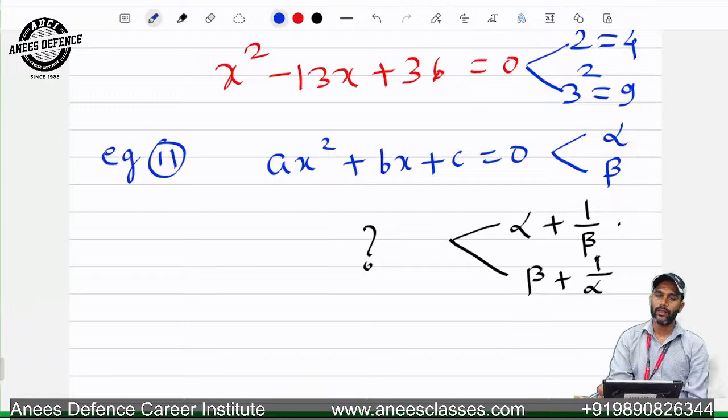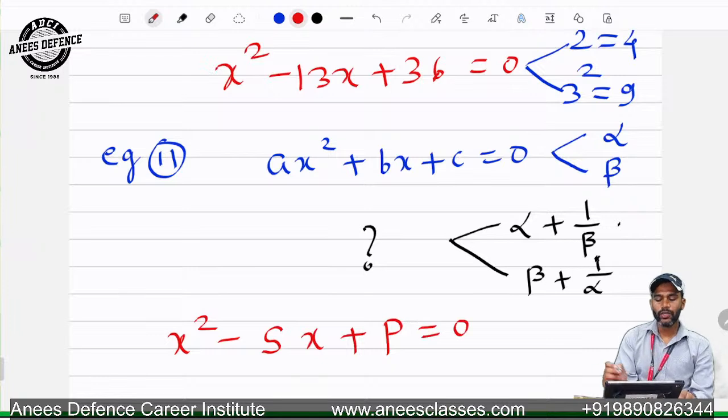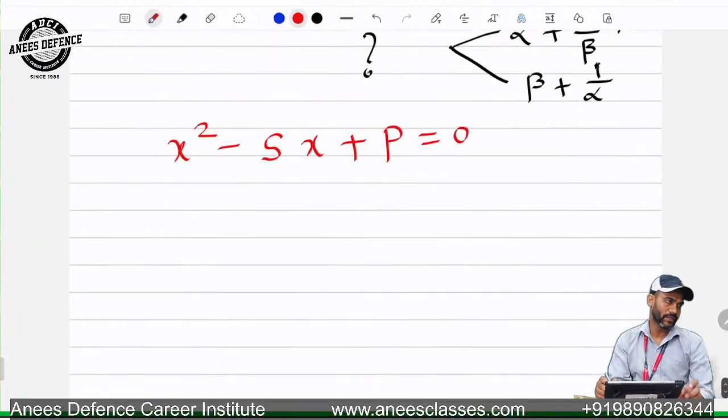Just try to solve it. Does anyone have the answer? Okay. See, very easy. First of all, we have to find the equation: x square minus sum of the roots into x plus product of the roots is equal to 0. So we are supposed to find S and P. That's it. Yes or no? So this is the solution.